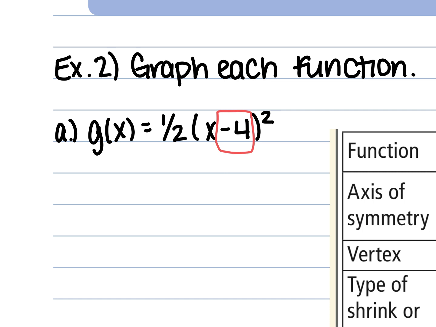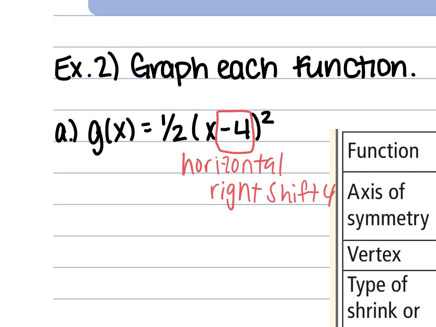Where do you think the -4 is going to move my graph? It would be outside the parentheses if it was vertical. It is horizontal, to the right 4. It's a right shift by 4. Why is it to the right? It's an opposite world. So minus typically moves us left, correct? But in this case, we're moving to the right 4.